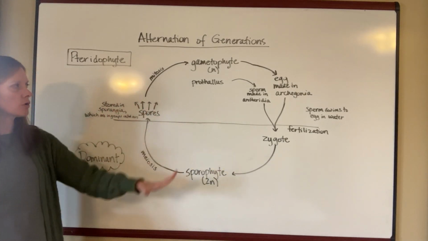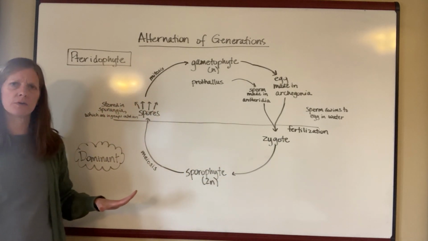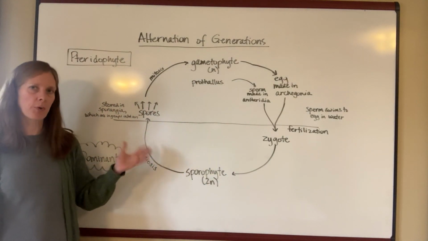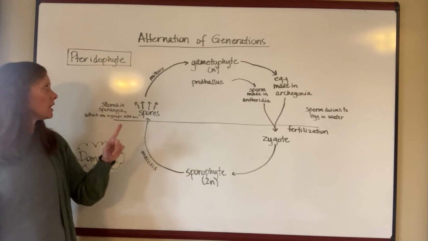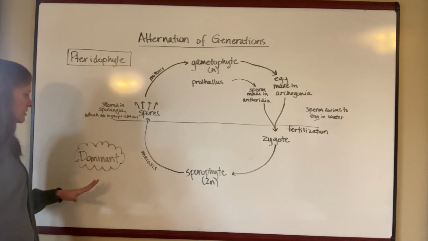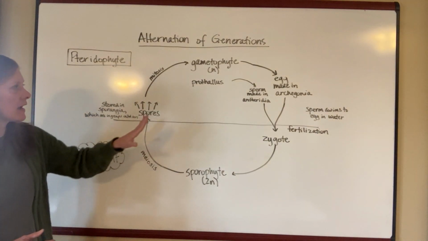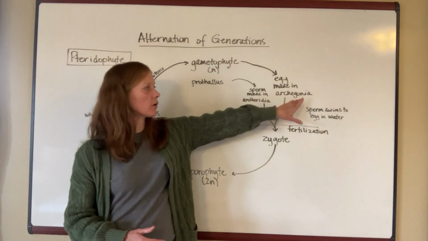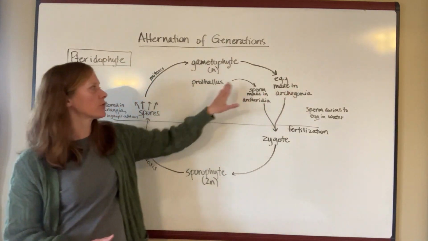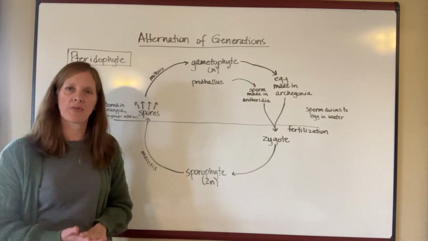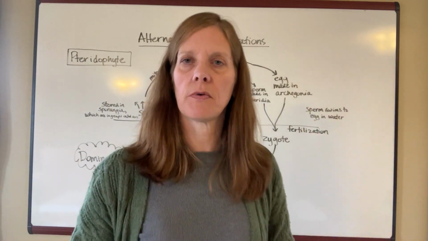So it's a very similar type of diagram to what we saw with the bryophytes. The differences between the bryophytes and the pteridophytes are that the sporophyte generation is dominant, and in place of having the antheridia and archegonia on separate structures, now they're on the same structure called a prothallus. So that will take care of our pteridophytes.